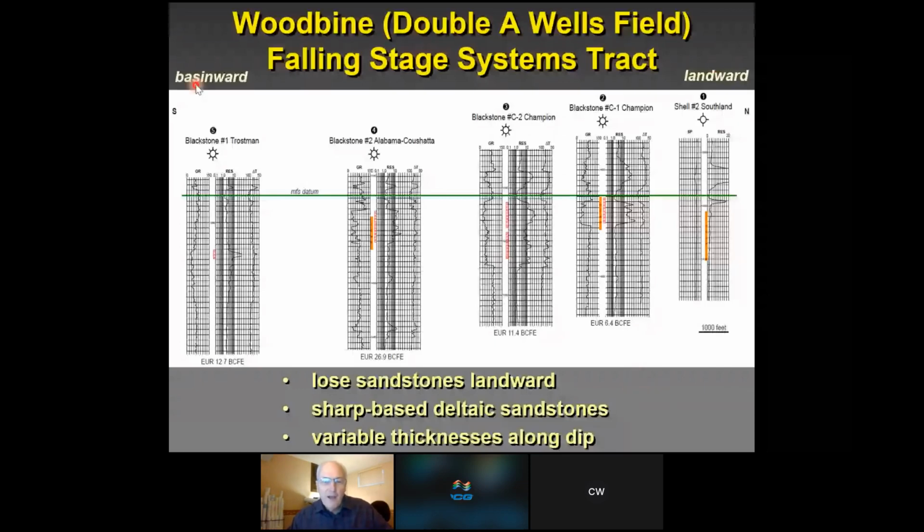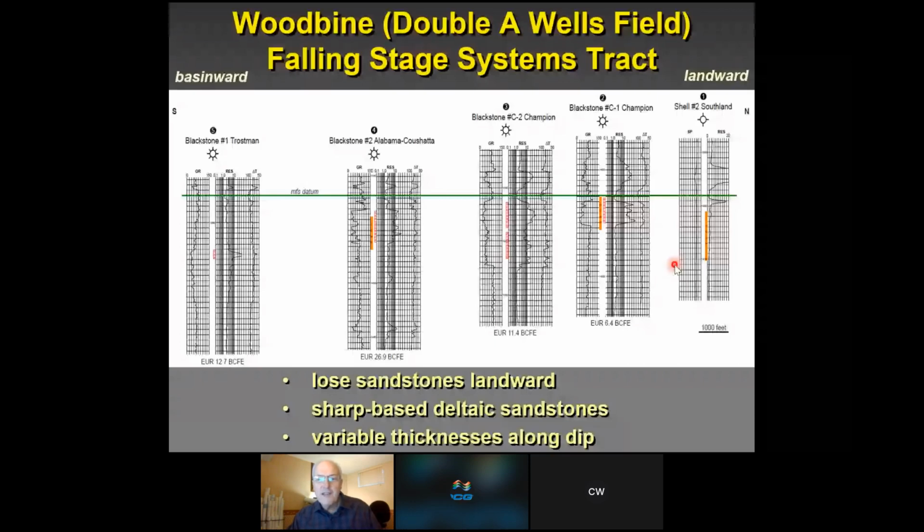One thing I noticed was that as you went landward, you lose the blocky sands. Also, we had some cores that indicated these were deltas, but they're very sharp base. You'd expect them to be cleaning and coarsening upward. But instead, we have sharp base, blocky sands sitting basinward of marine shale. How do those sands get out there?